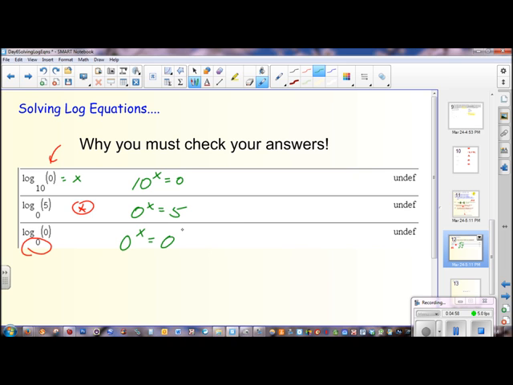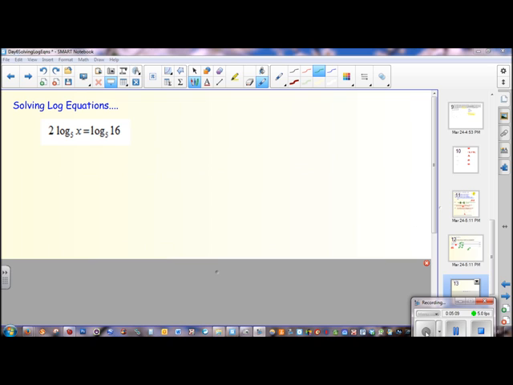And this last one here, we'd be looking at 0 to the x equals 0. You might think, well, x can be 0 in that case, but if you ask your calculator what 0 to the 0 power is, it's also going to tell you that's undefined. That's an indeterminate form. There is no such thing as 0 to the 0 power. With that, we'll get busy looking at some examples of solving log equations.